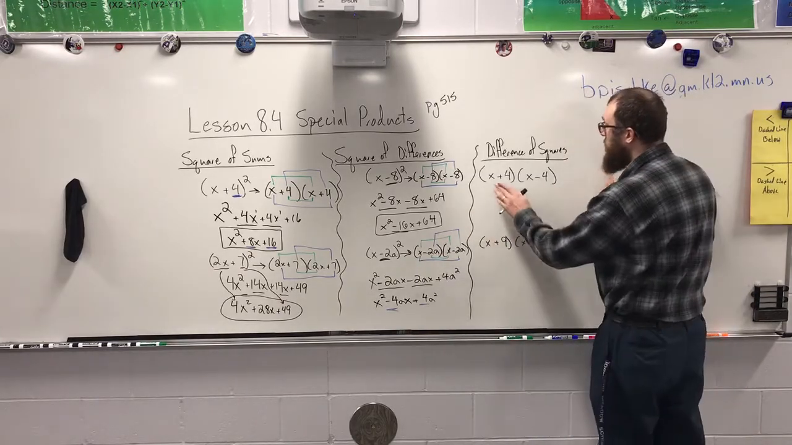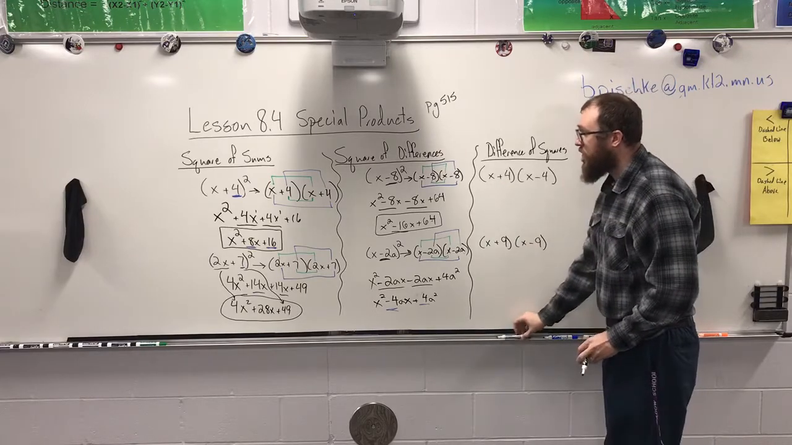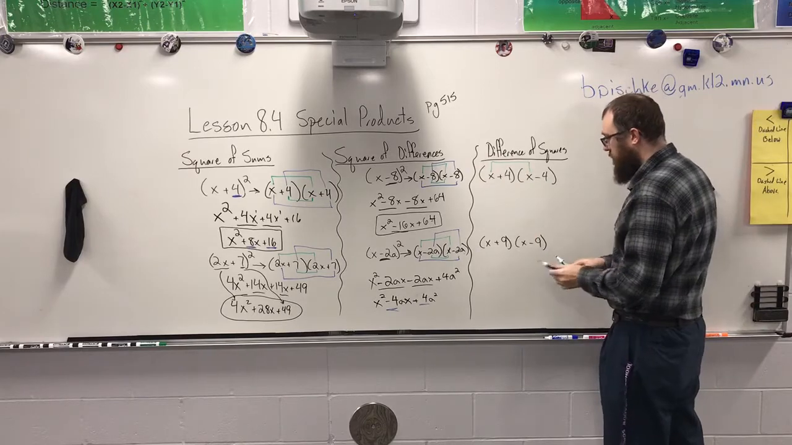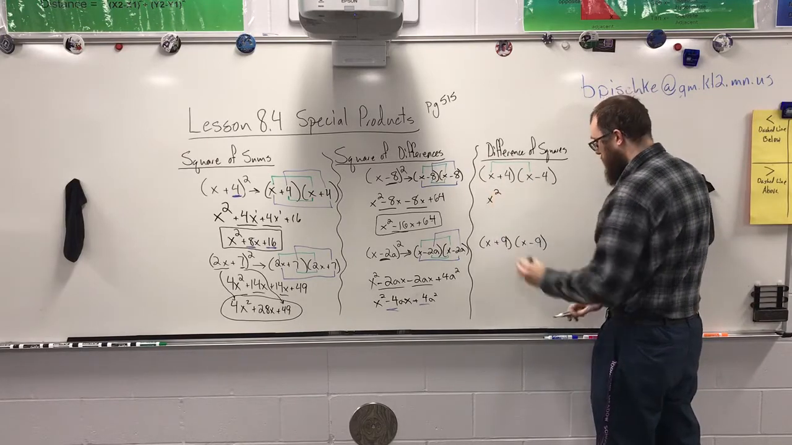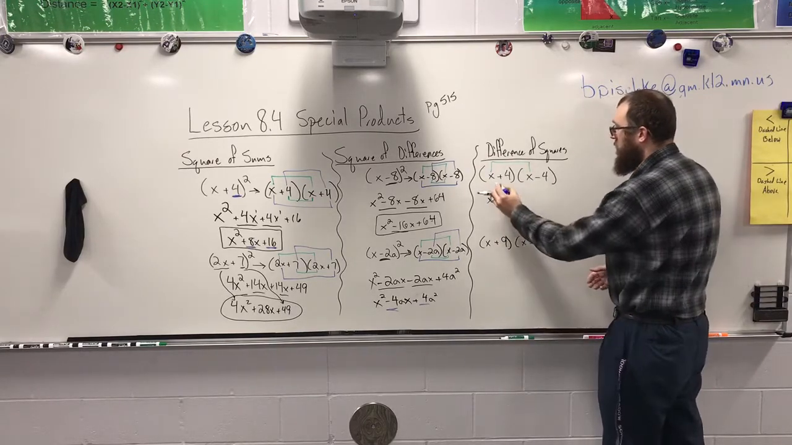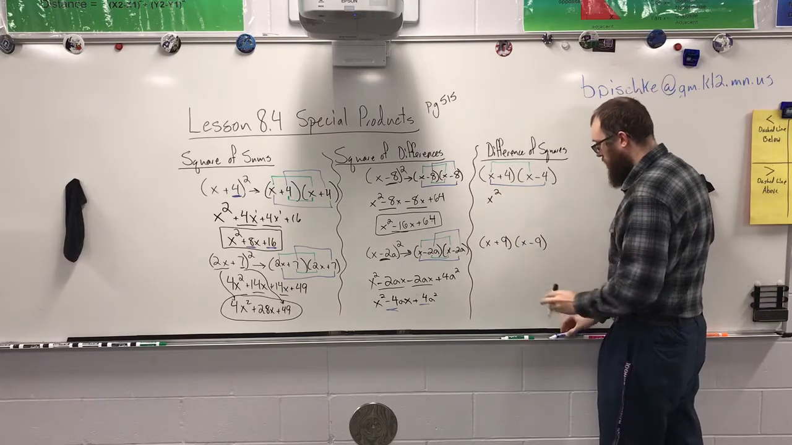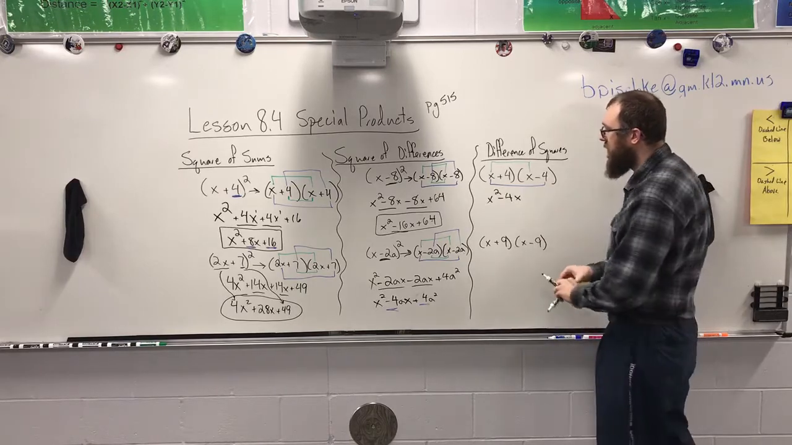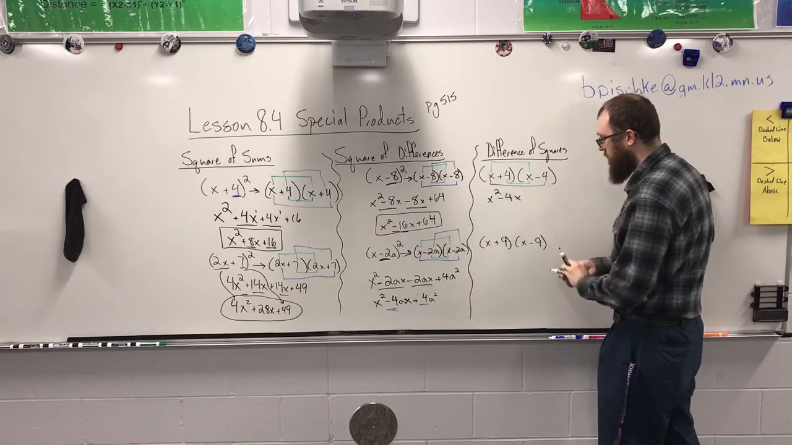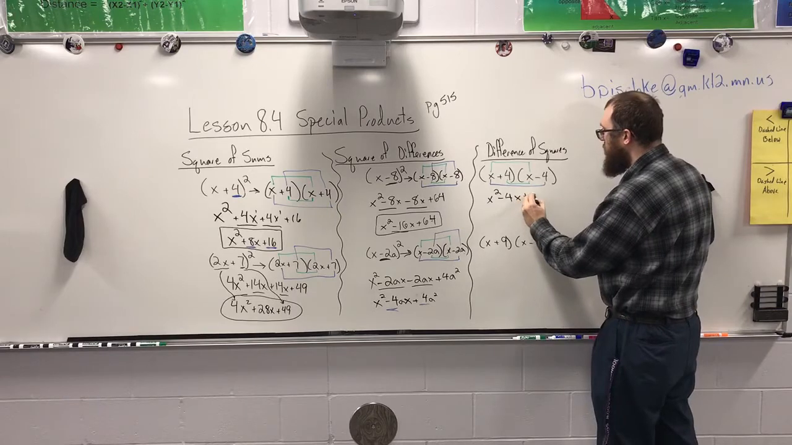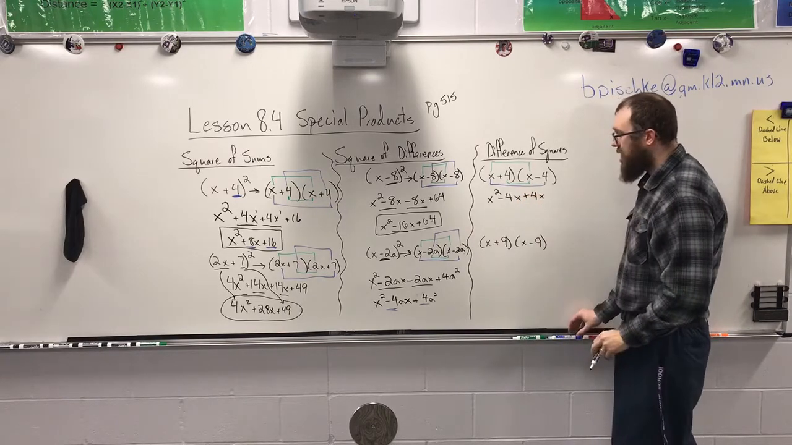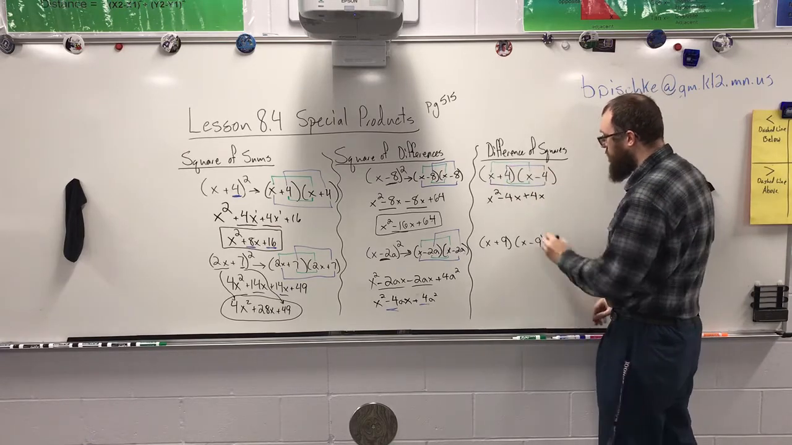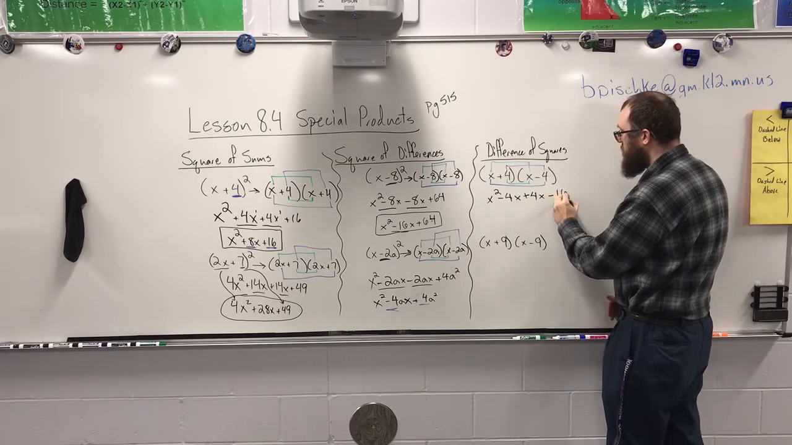When we multiply these out, we're going to FOIL, just like we've been foiling before. X times x is x squared. X times negative 4 is negative 4x. Insides, 4 times x is positive 4x. And my lasts give me 4 times negative 4, which is negative 16.